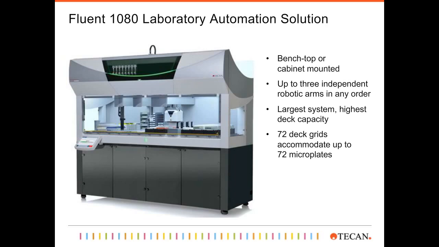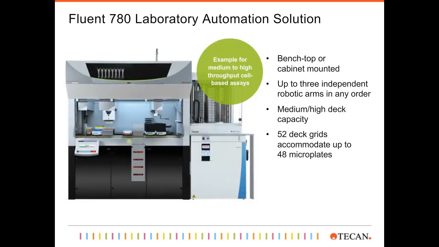The Fluent 780, this is the medium. This one is already showing you some of the extensibility options we have. So this one is set up as an example of a high throughput cell-based assay or even a medium throughput cell-based assay. On the right-hand side of the Fluent, we have actually a carousel and an incubator. So the incubator is here, the carousel is up here, and we're even hiding a washer and a reader inside the optional cabinet that we are on top of right here. So this is a really compact footprint, even though we can have up to three arms. So this does have our flexible channel arm, our multiple channel arm, and a robotic gripper arm.